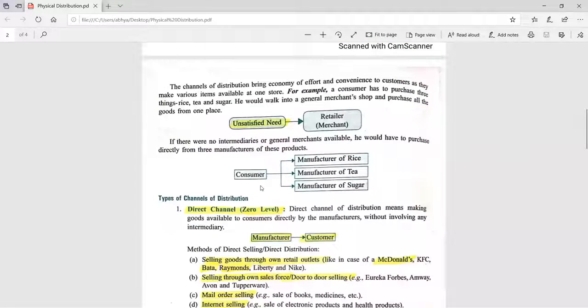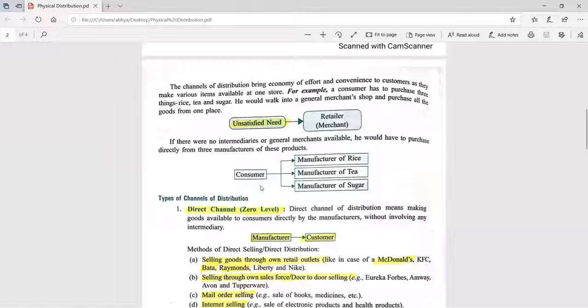Imagine that there are no retailers and you want to buy tea, rice, sugar, and some other grocery item like toothpaste. So if there are no retailers, then a consumer has to rush to different manufacturers of different products. He has to rush to the manufacturer of rice, then the manufacturer of tea, then the manufacturer of sugar, then the manufacturer of toothpaste.